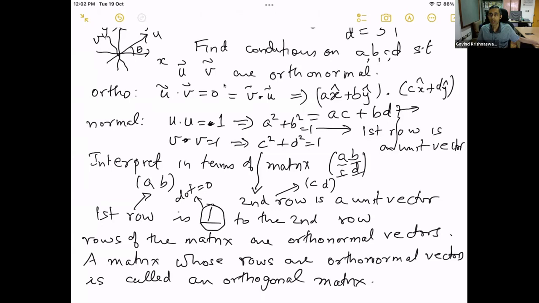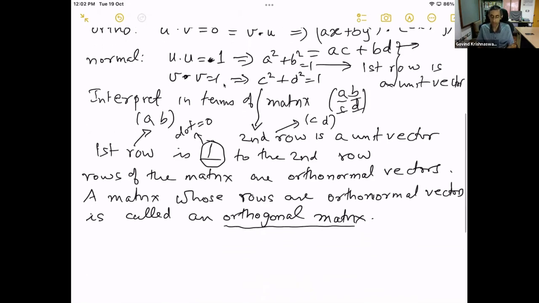So the terminology is that a matrix whose rows are orthonormal, that is, the dot product of distinct rows is 0, and the dot product of a row with itself is 1, is called an orthogonal matrix. Strictly speaking, it should have been called an orthonormal matrix, but sadly, the terminology is orthogonal matrix. So we have to stick to that. Now this is all that was being asked in the question. There are ways to write this in even more neat ways. I will leave it as an exercise to you.